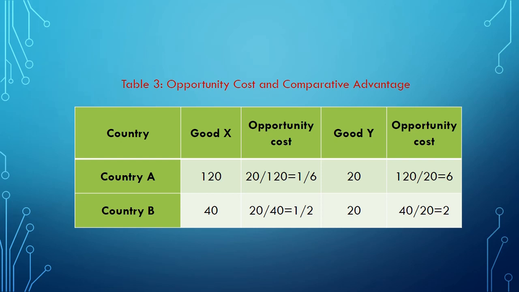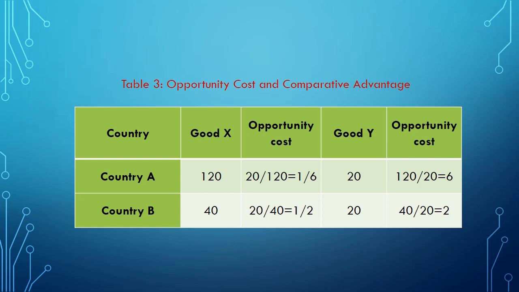While in this case, for the opportunity cost of producing 1 unit of good Y, country B has a lower opportunity cost compared to country A. To produce only 1 unit of good Y, country B needs to give up only 2, while country A, to produce 1 unit of good Y, has to give up 6 units of good X. So country B has a comparative advantage in producing good Y. Country B will specialize in the production of good Y, while country A will specialize in the production of good X, because country A has a lower opportunity cost in producing good X, and country B has a lower opportunity cost in producing good Y.